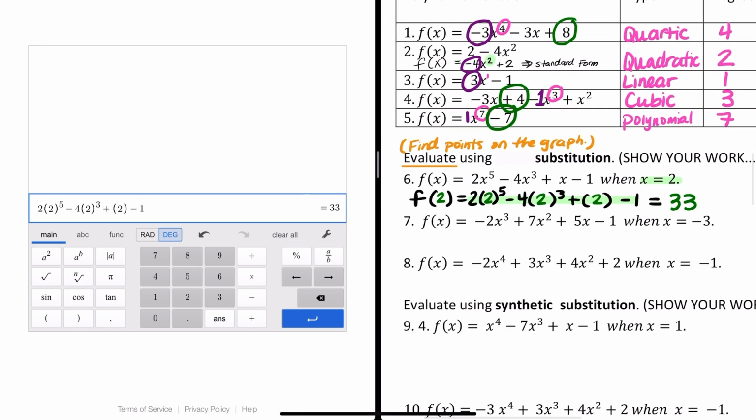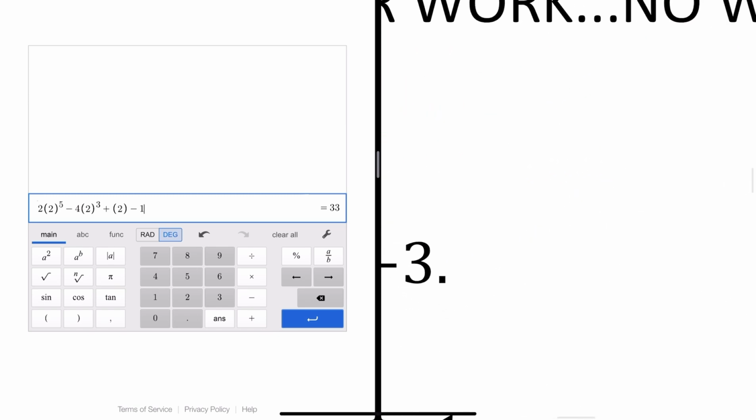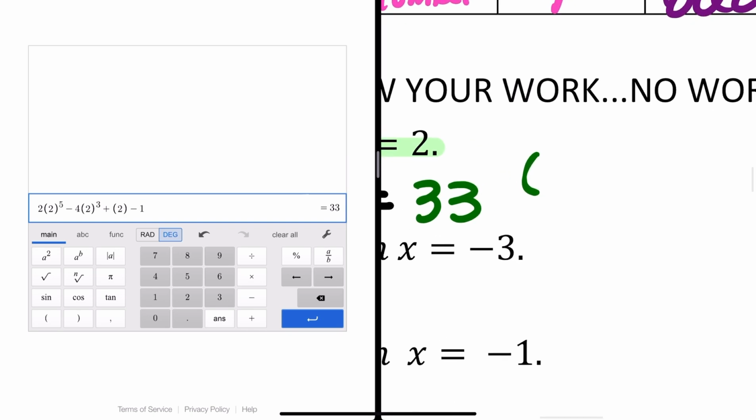So when we're evaluating, we're finding points on the graph. So our final thing that we're going to write here is that the point we just found was (2, 33). So this is the x and the y. The x that we plugged in and the y is what we got out.